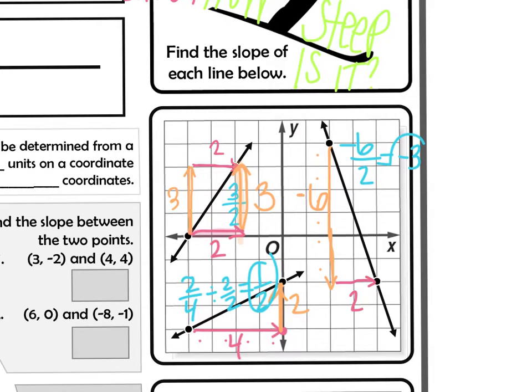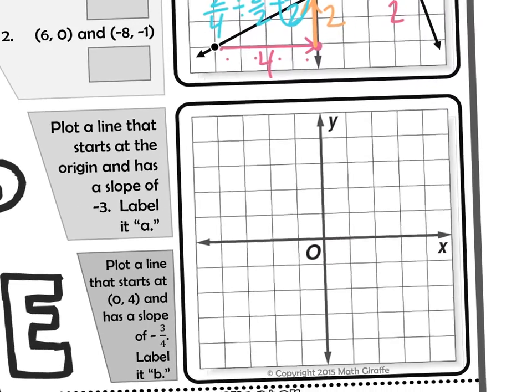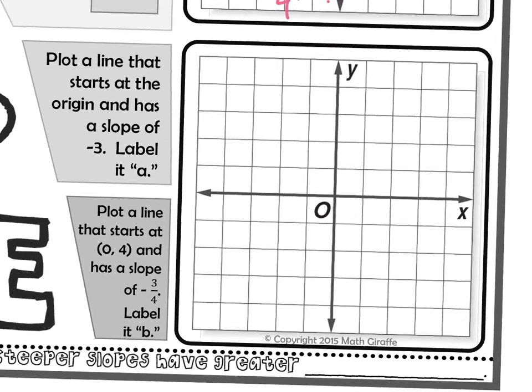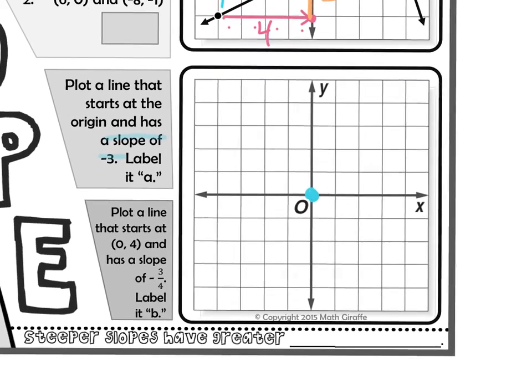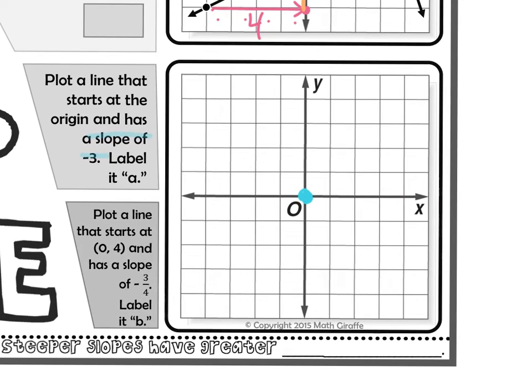Okay, for this next part, I'm going to move down here, and we are going to look at this coordinate grid. We are going to plot a line that starts at the origin and has a slope of -3. So to begin, the origin is at 0, 0, right in the middle. And for the slope of -3, I first want to change that into a fraction, so I can easily do my rise over run. So -3 as a fraction becomes -3 divided by 1. That is how you can write it as a fraction.